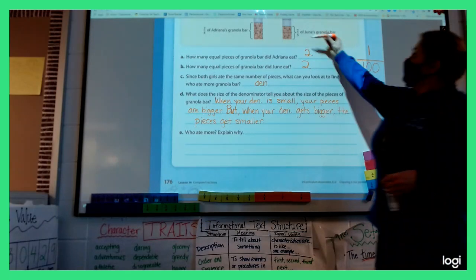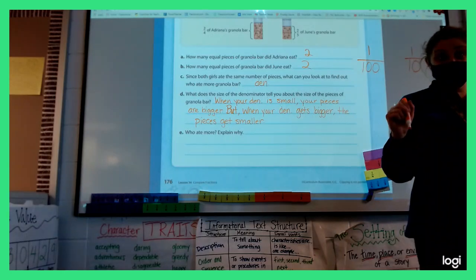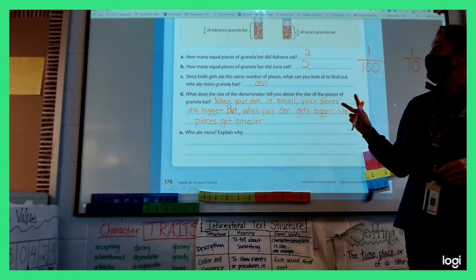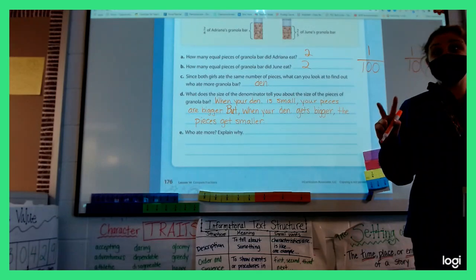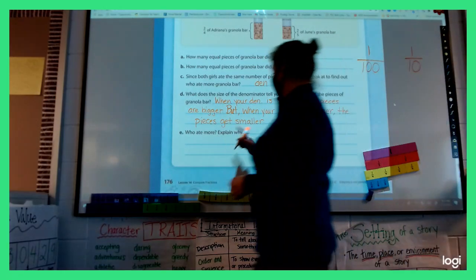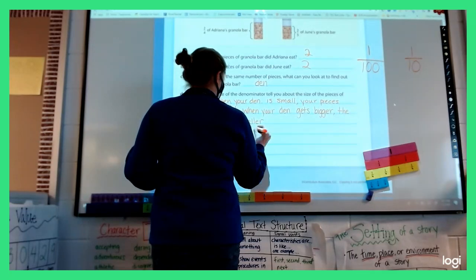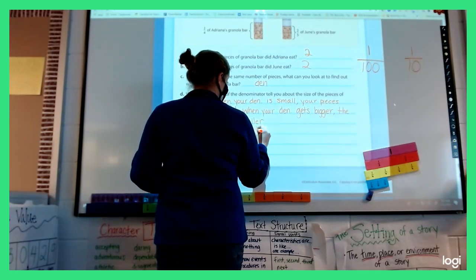June's granola bar was split into 5 pieces, and she had 2. Adriana's granola bar was split up into 4 pieces, and she had 2. So her pieces were bigger. She ate more. Who ate more? Adriana ate more. Make sure you're writing with me.